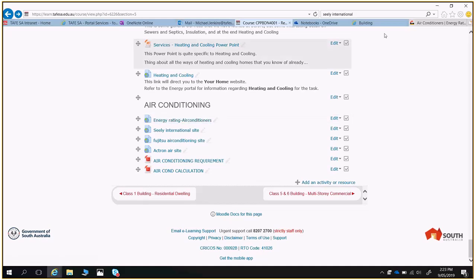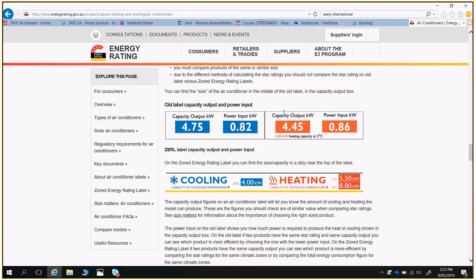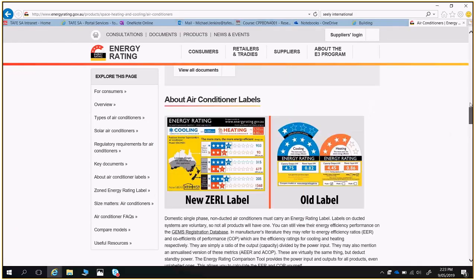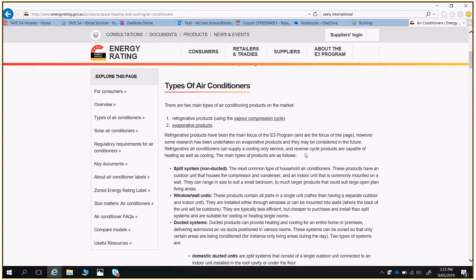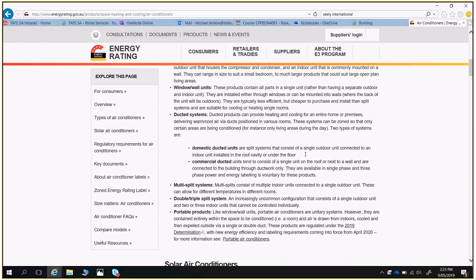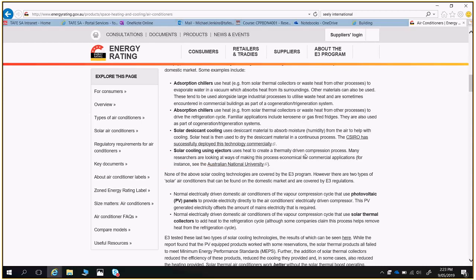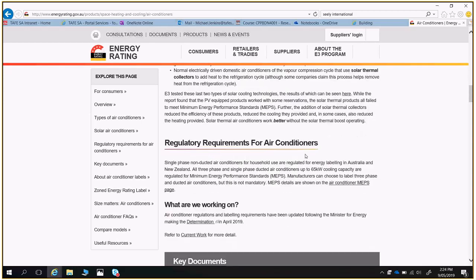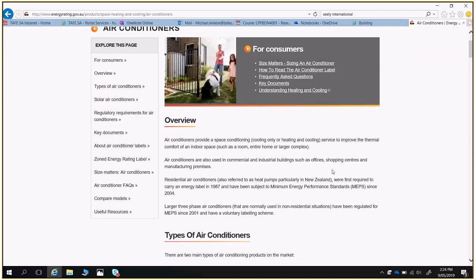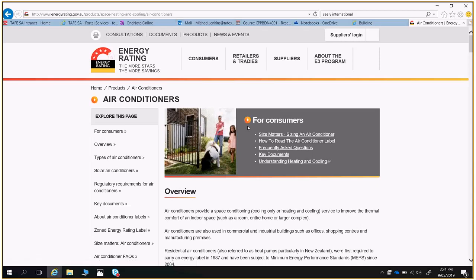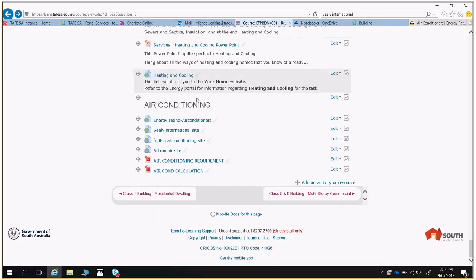I've got that one open here in the bar. So once we click on that link, it'll take us to this section here, where there's a very good description of various different types of units, basically what they're used for, and where you'll find them, etc. And then there's various different tools in here for comparing different air conditioning systems. So I suggest you have a look at that site.